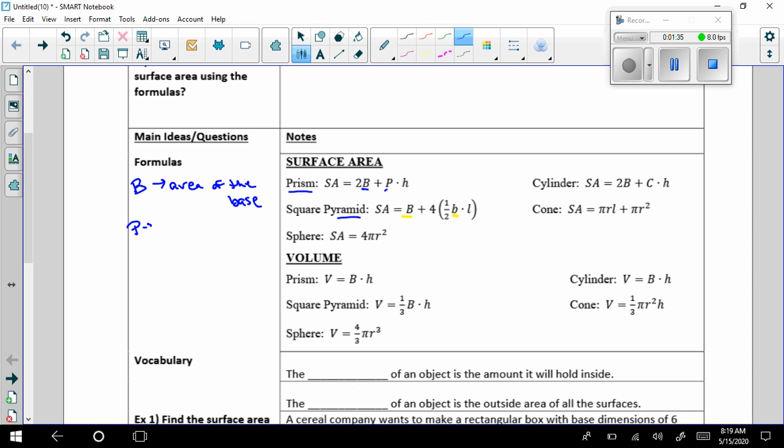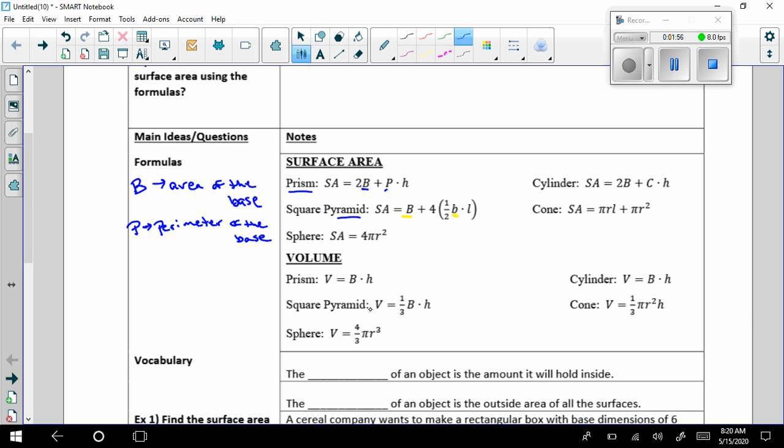Let's see here. We have P again. Remember, P is the perimeter. In a three-dimensional object, because you can't really take its perimeter, it's once again the perimeter of the base. The base is the foundation of these shapes quite often.